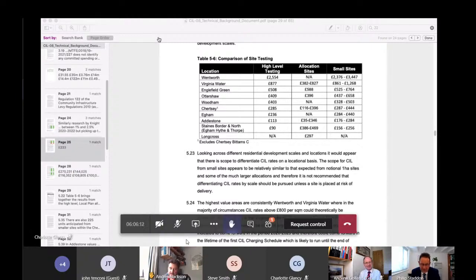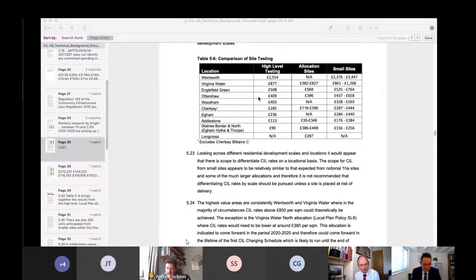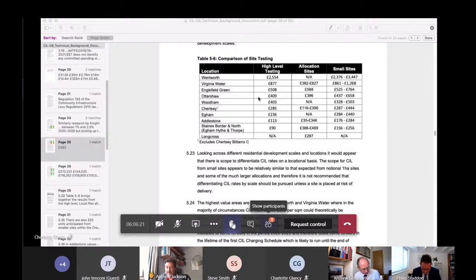But that's okay. The point to make is clearly that any give on affordable housing for my client really doesn't help them. But again, we've got to test it on a site-specific basis.